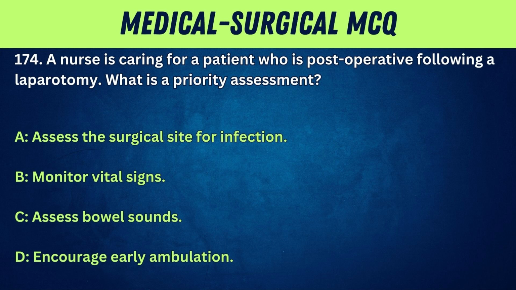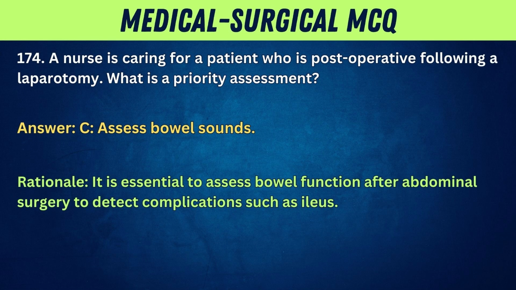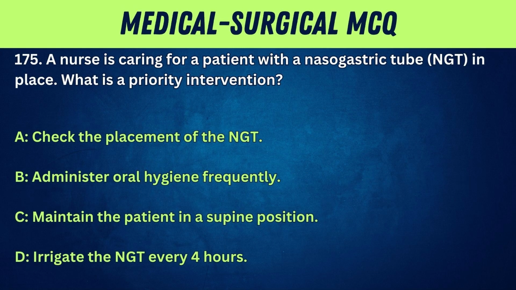174. A nurse is caring for a patient who is postoperative following a laparotomy. What is a priority assessment? A. Assess the surgical site for infection. B. Monitor vital signs. C. Assess bowel sounds. D. Encourage early ambulation. Answer: C. Assess bowel sounds. Rationale: it is essential to assess bowel function after abdominal surgery to detect complications such as ileus.